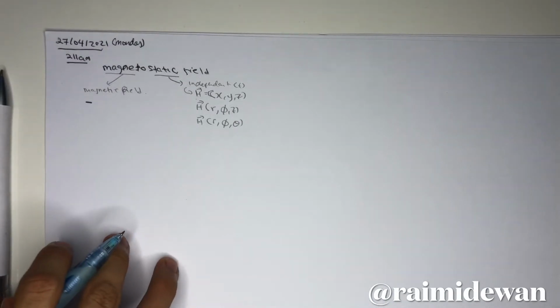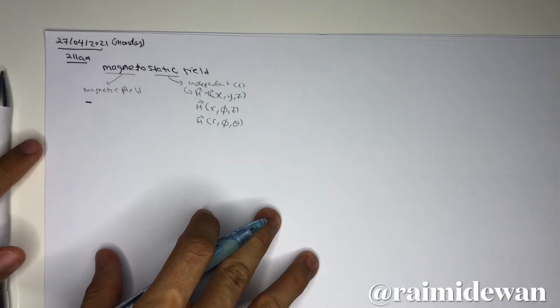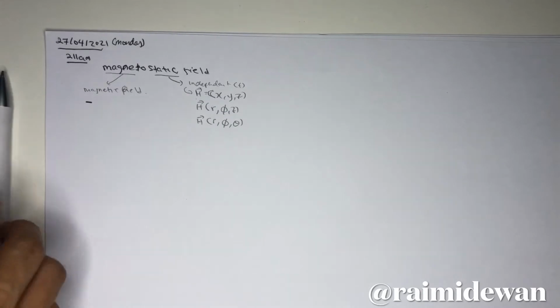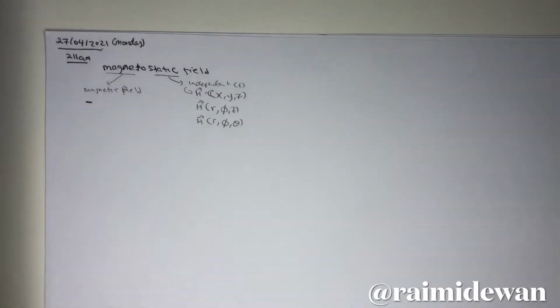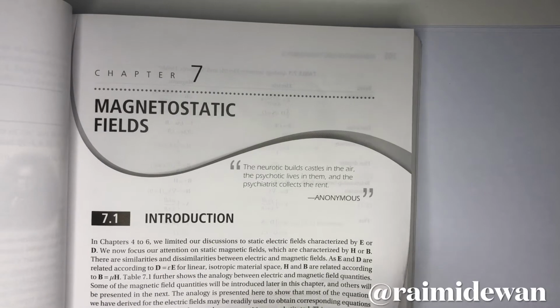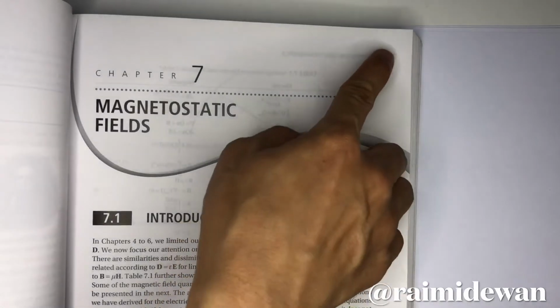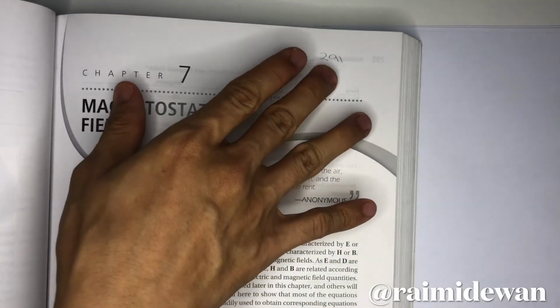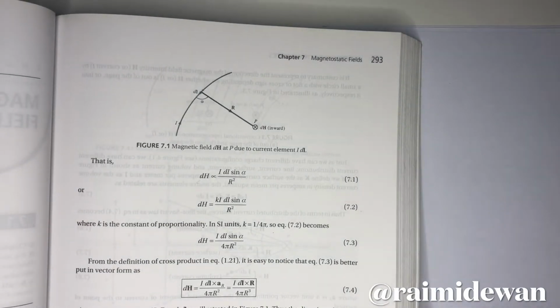So just like the electrostatic field, they are quite similar in some ways and only different in certain ways, so it's easy to make an analogy. For this magnetostatic field, you can start reading from chapter 7, page 291.